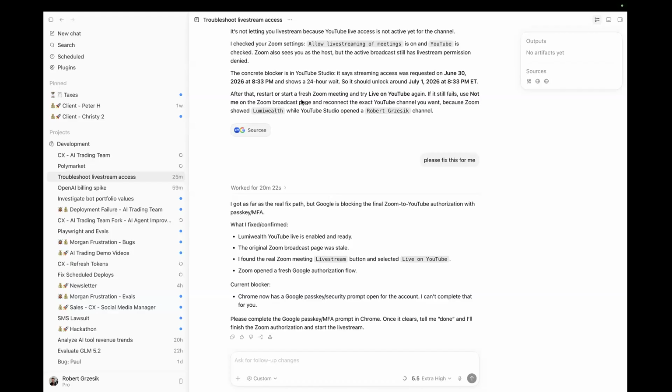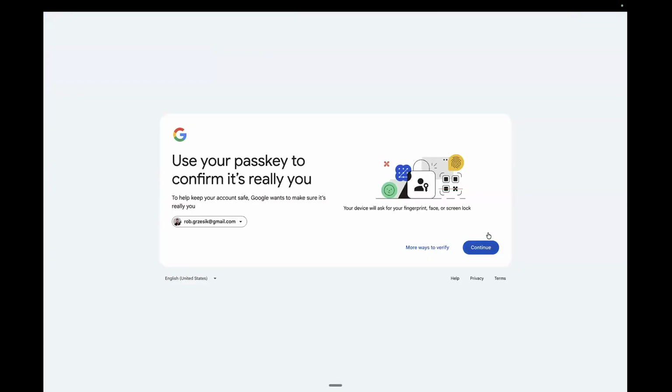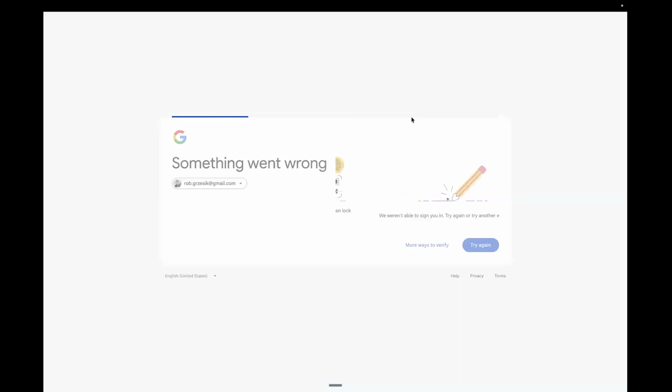Okay, because I was trying to do that and it wasn't working. Okay, what I fixed, confirmed. Current blocker: Chrome now has a passkey prompt. Okay, let's see if we can get this thing to work. I logged into the wrong account.